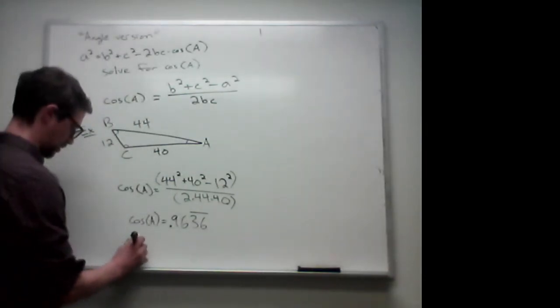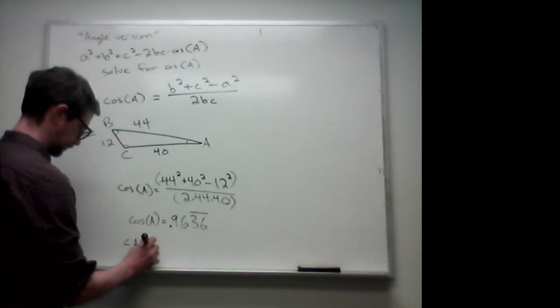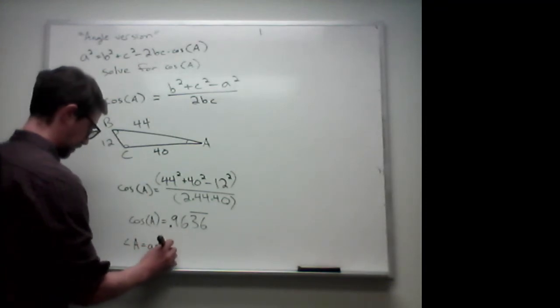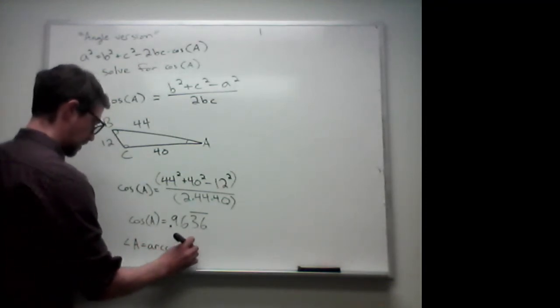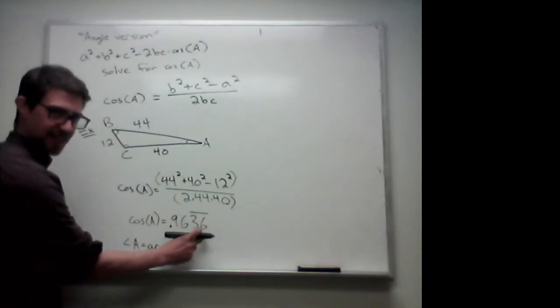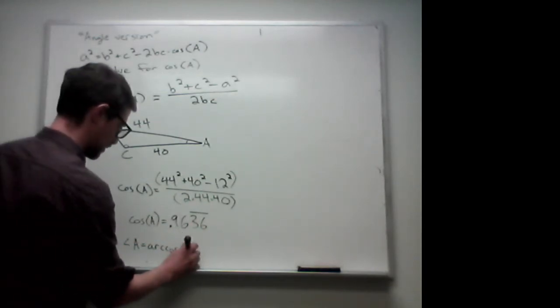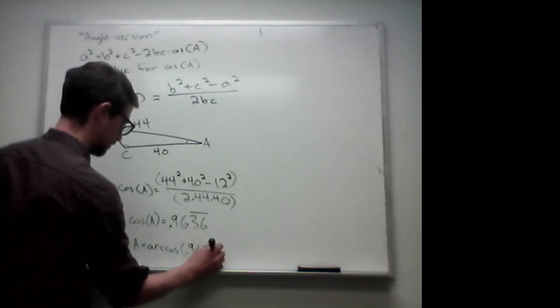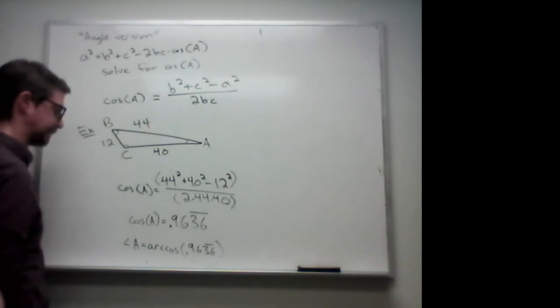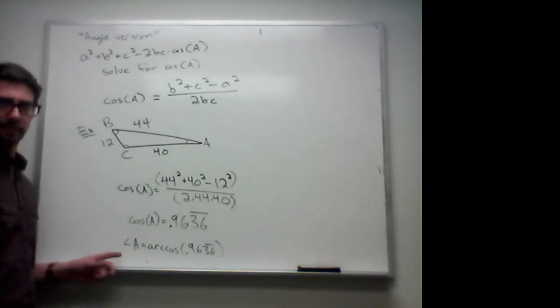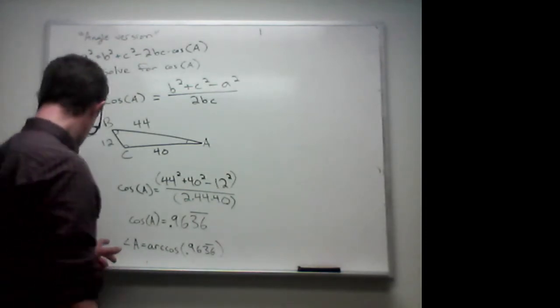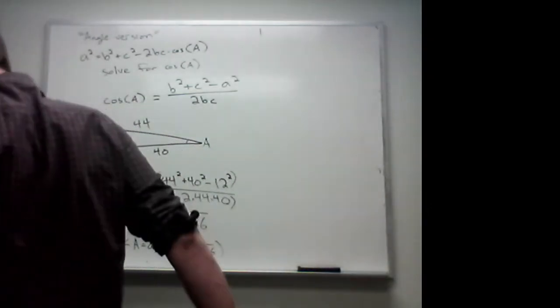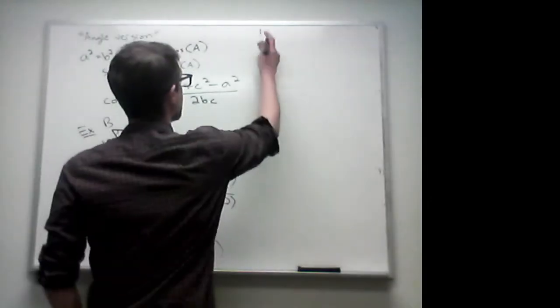Angle A is arc cosine of this, but again, you're not going to type this. You're just going to use ans. You're just going to do arc cos of ans. So that's 0.9636 repeating. And then, you get what you get. You get A is about 15.5 degrees.